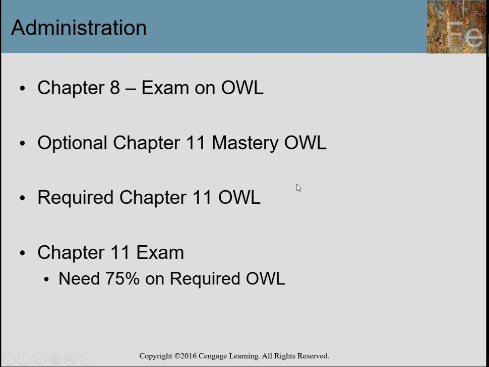Administrative items, no different than the last one. You have the Chapter 8 exam still out there. Then there's Chapter 11 mastery, that's the optional, and the Chapter 11 required. The Chapter 11 test is going to be live tomorrow, Tuesday. You're going to need to get 75% on the required OWL in order to be allowed to take the Chapter 11 exam. Both of which are doable because of the number of opportunities you have to attempt the problems.